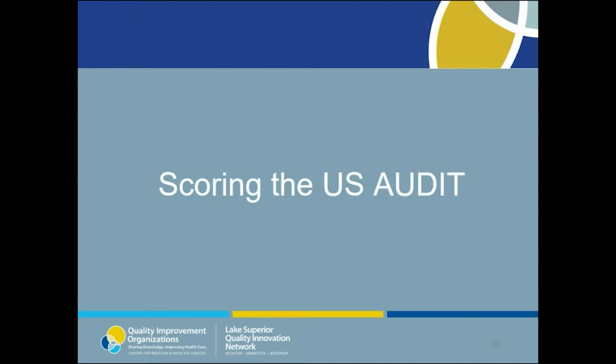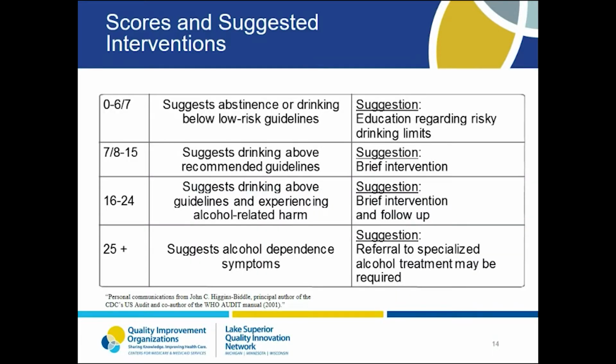Now let's look at the scoring for the US-AUDIT. Here are the scoring categories and the suggested interventions for each level. First, we have the lowest score range, 0 to 6/7. 6 for women and adults over 65 years of age, and 7 for men.